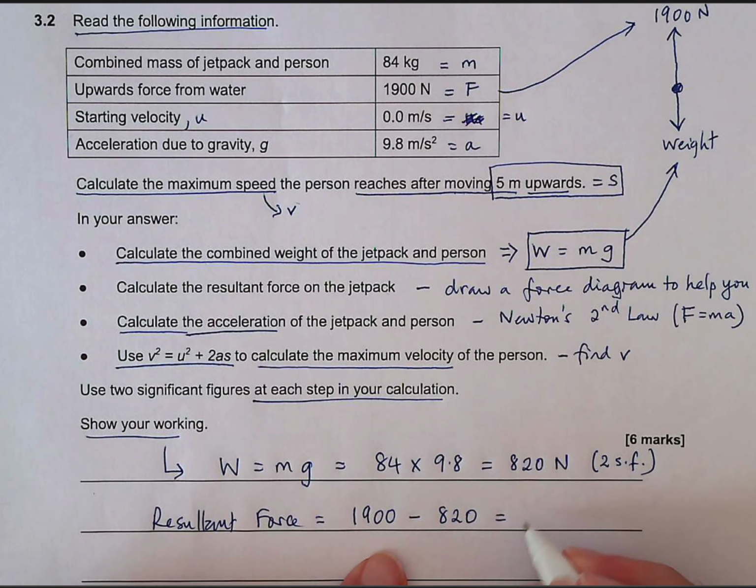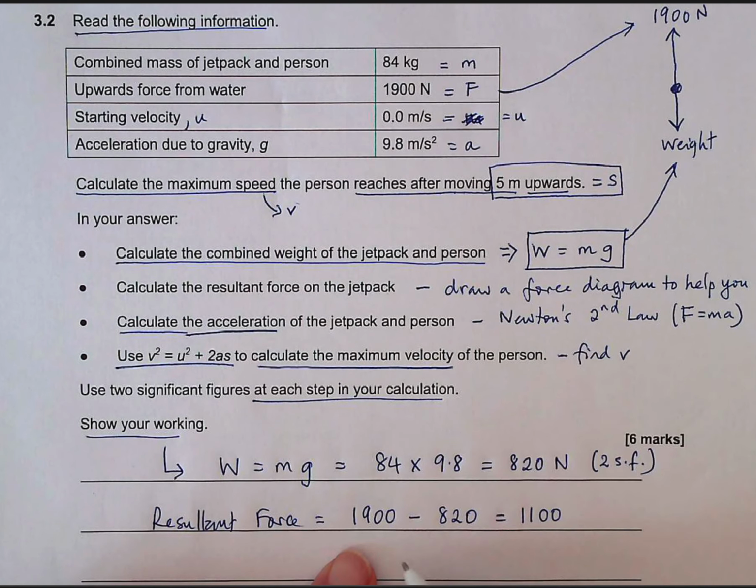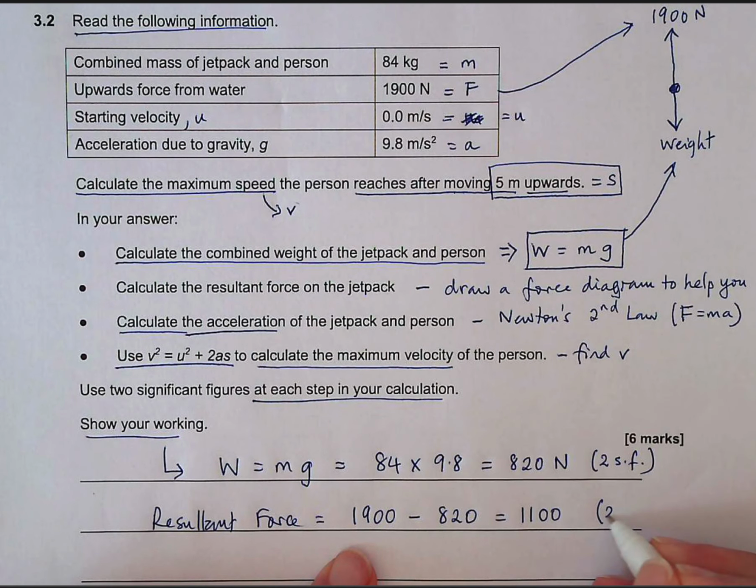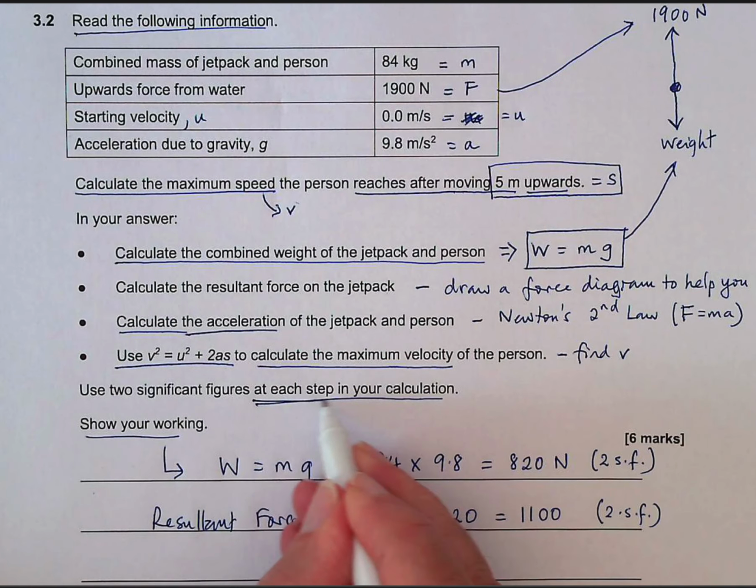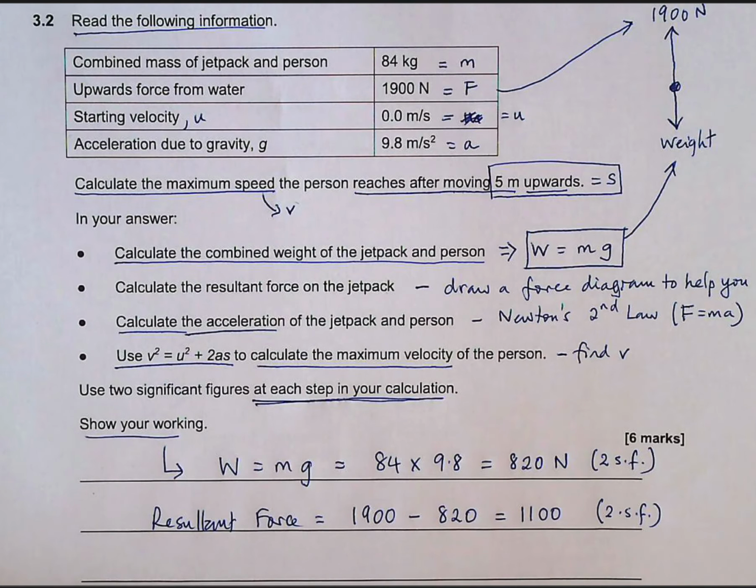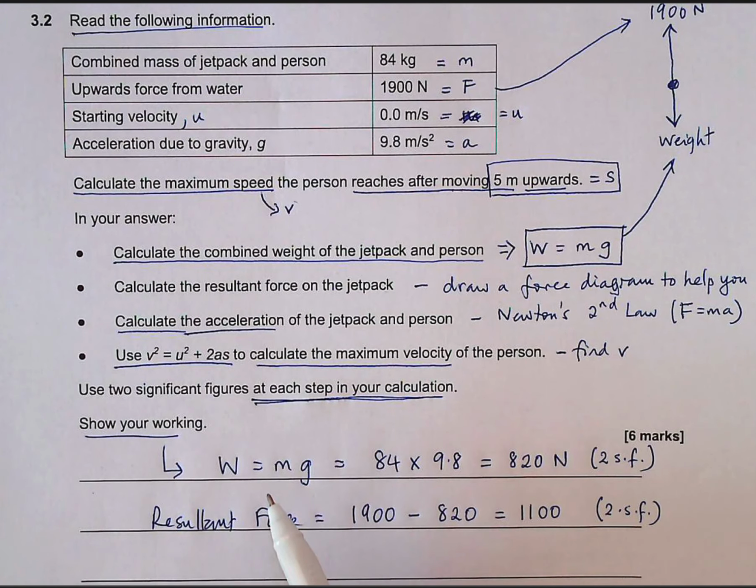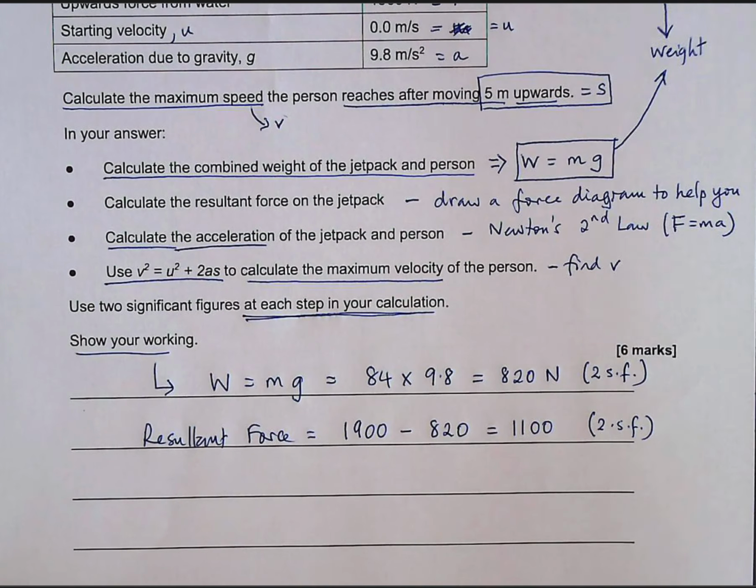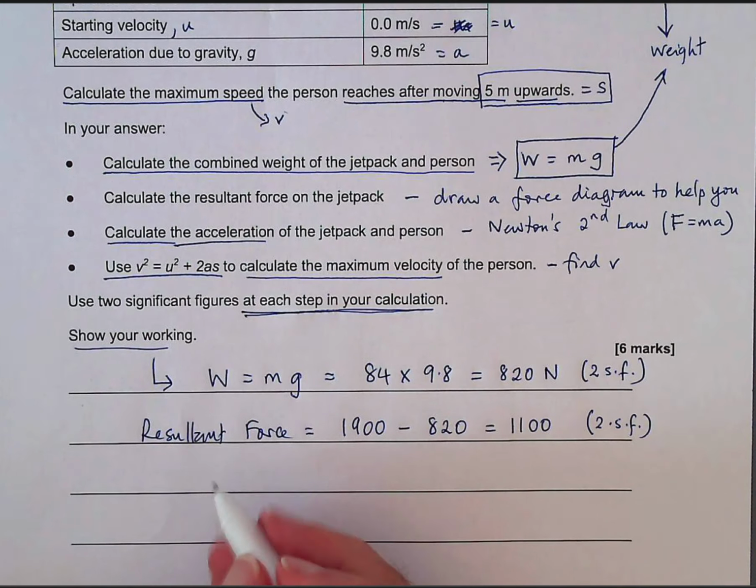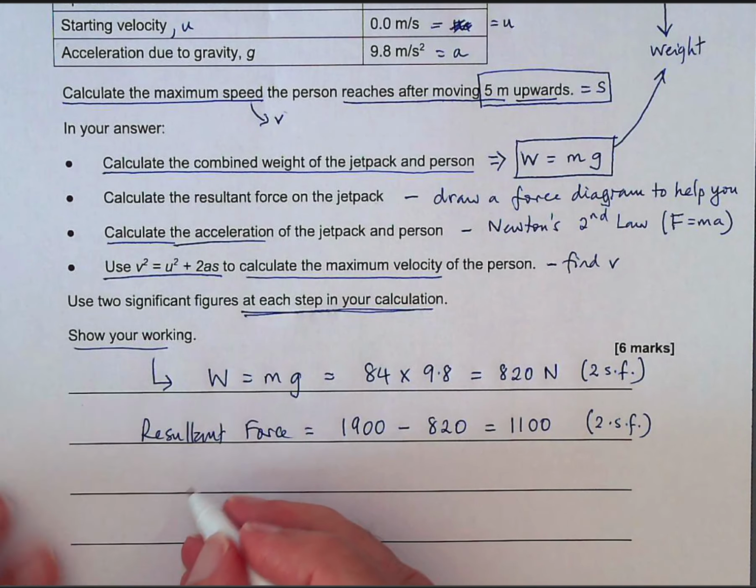So that's going to give you approximately, remember they want you to do it to two significant figures. It's actually 1080, but you round it to two significant figures at each step in your calculations. So make sure you're following their instructions. Once you know the resultant force, I'm just going to move it upwards. Then the resultant force is used to calculate the acceleration.